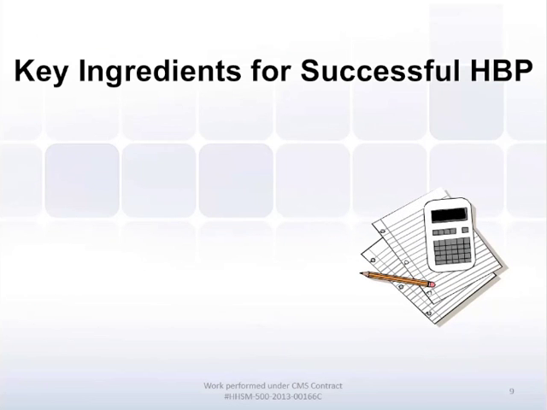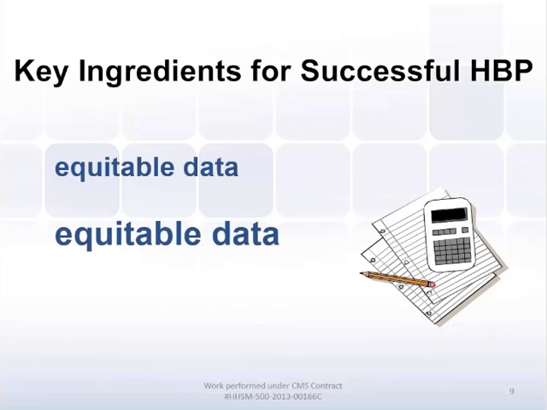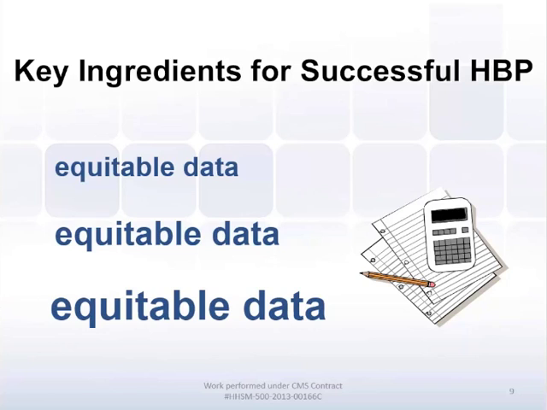So what are the key ingredients for successful health-based payment? No cheating if you're looking at the slides. So 3 things. The first one is equitable data. What's the second one? Okay, the second one is equitable data. And you can guess the third one: equitable data. So data becomes a huge issue, right?